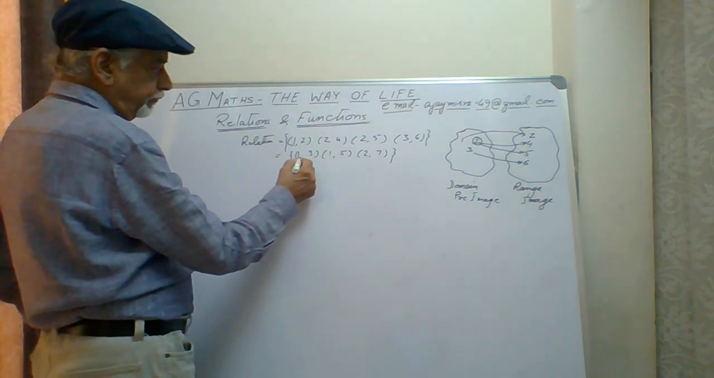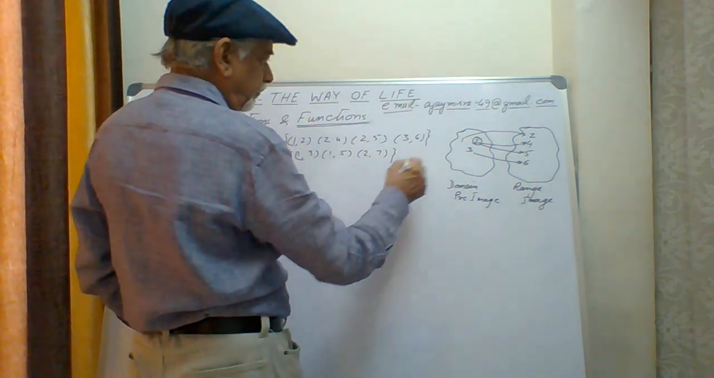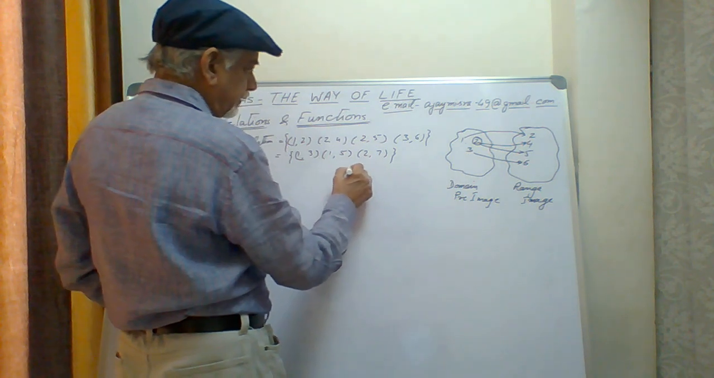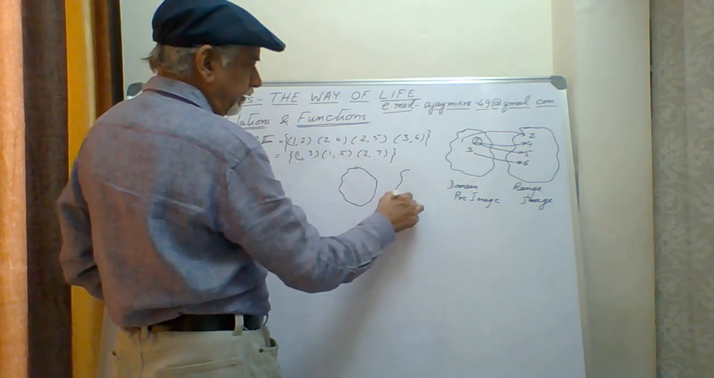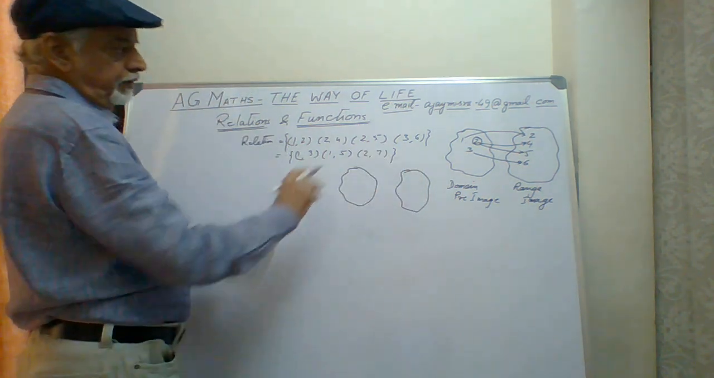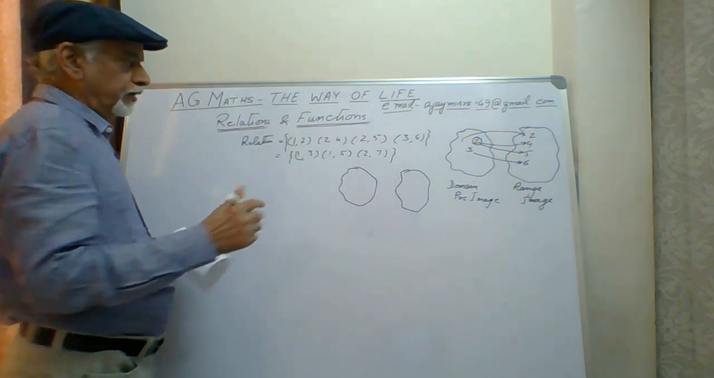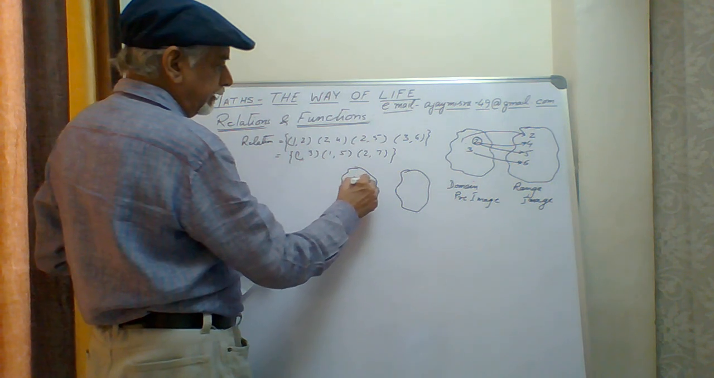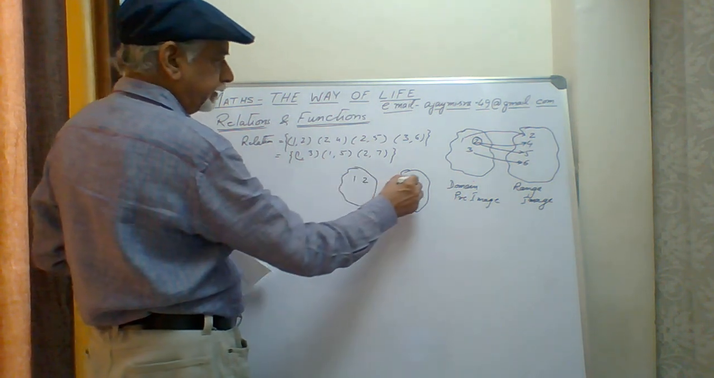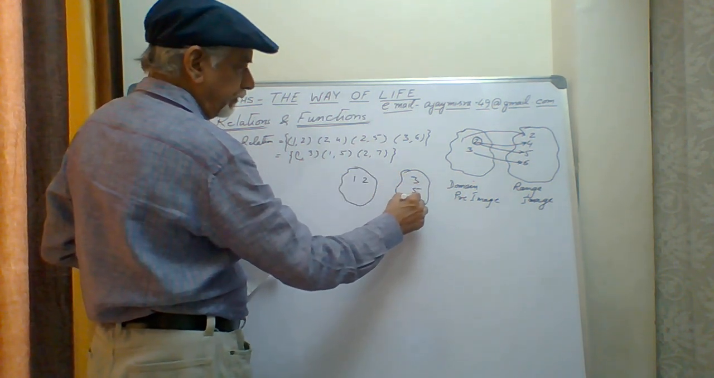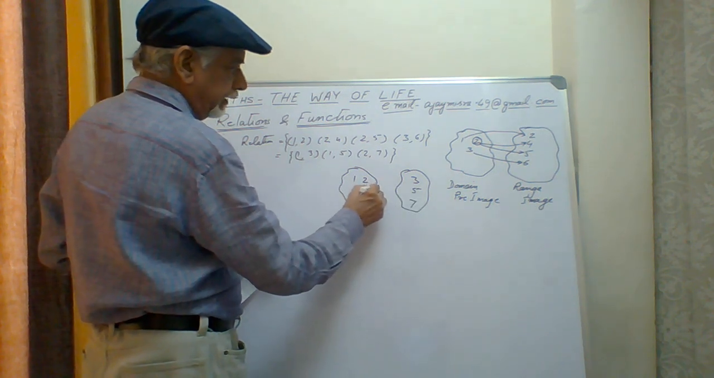Second one, you see, 1 is related to 3. Now 1 is related to 3. I draw another set like here. I'm drawing an irregular shape, that means a cloud which can accommodate so many members. So 1 is here and 2 is here. So 1 is connected to 3, also connected to 5, and 2 is only connected to 7.